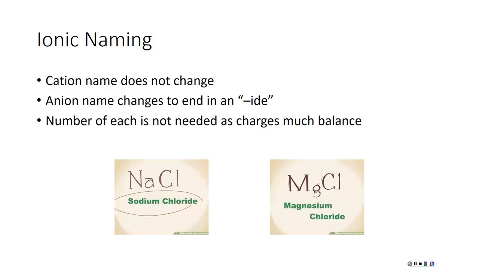So we start out here with chlorine, and we're going to change that ending to an IDE, or chloride. So the name of BeCl2 is going to be beryllium chloride. Beryllium chloride. Make sense?